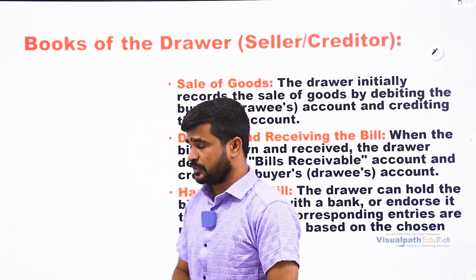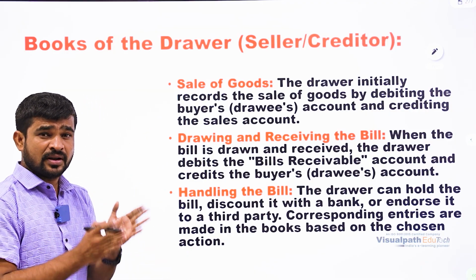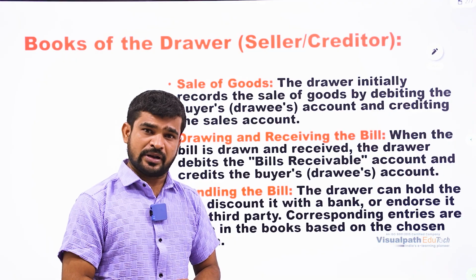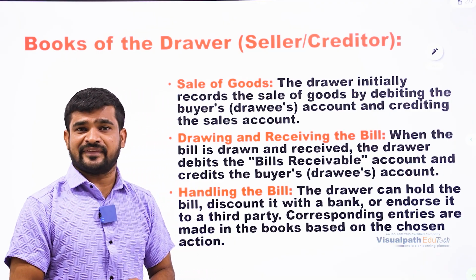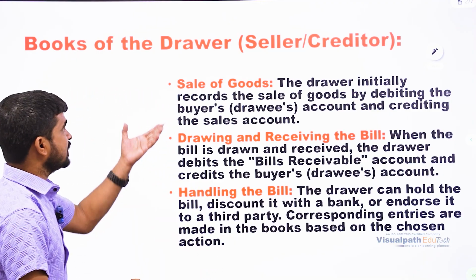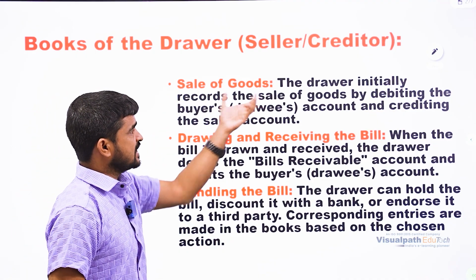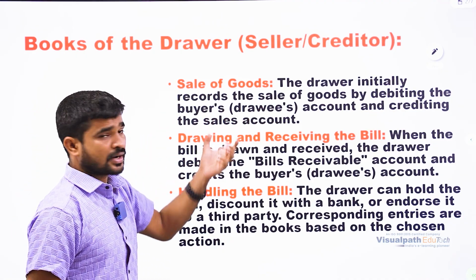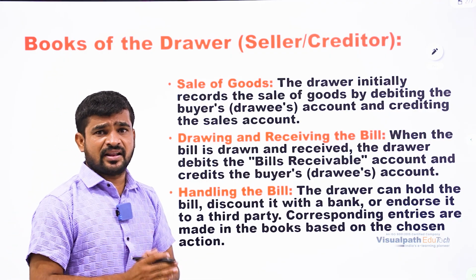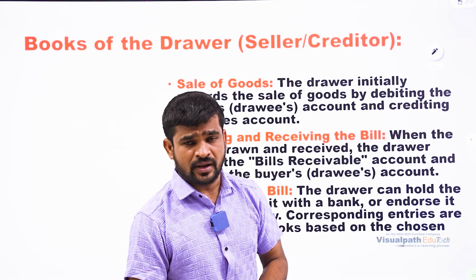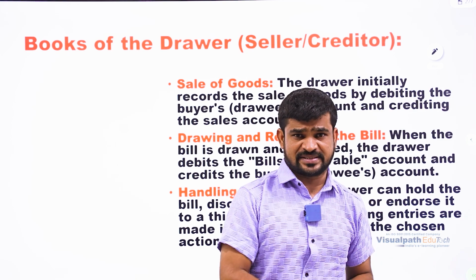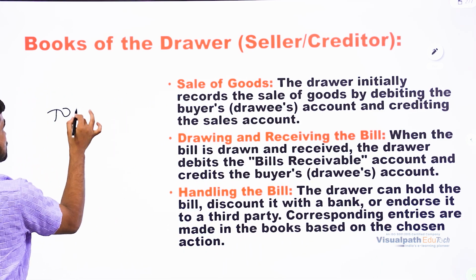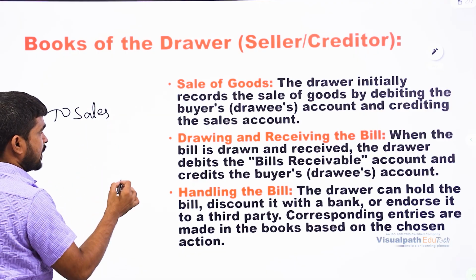Let's first discuss the drawer, the person who sold the goods on credit basis and prepared a bill of exchange, and he will call that bill of exchange bills receivable. In that, he is the seller of goods. He will sell the goods initially and record the sales, debiting the drawee account. It means the journal entry we discussed in financial accounting one, when the goods are sold on credit basis. What is the entry we will write? Simply, we make the sales, so sales should be credited according to the nominal account.